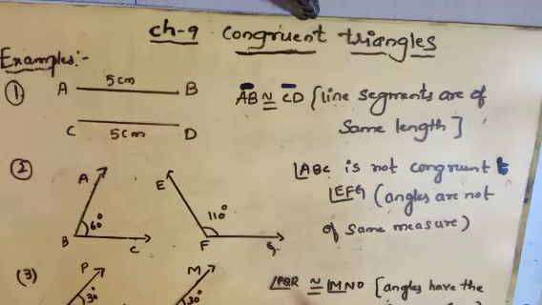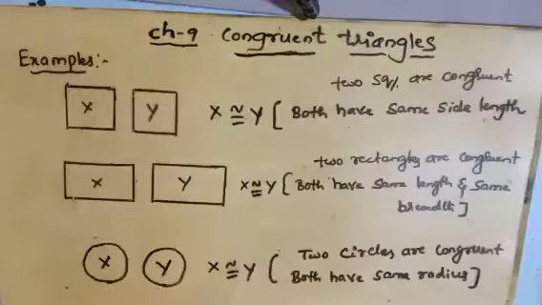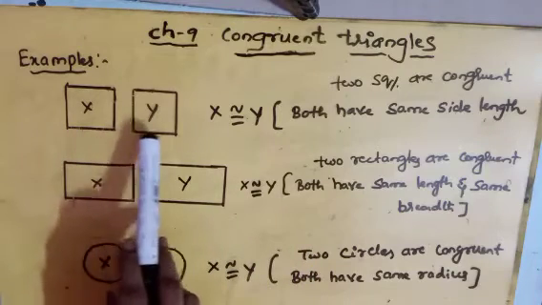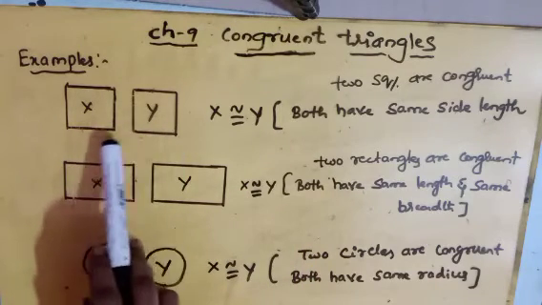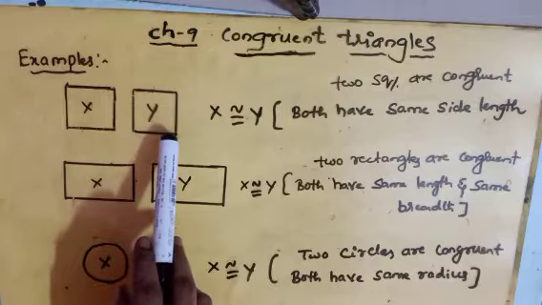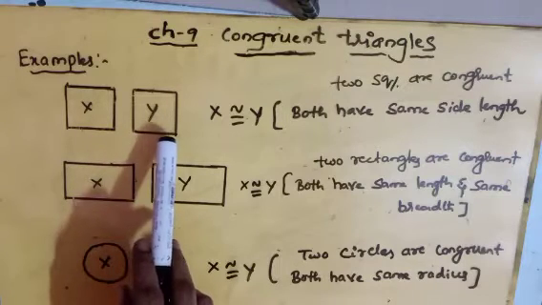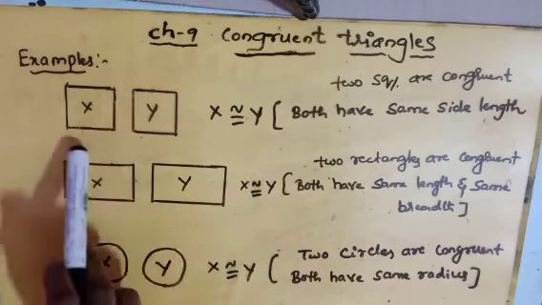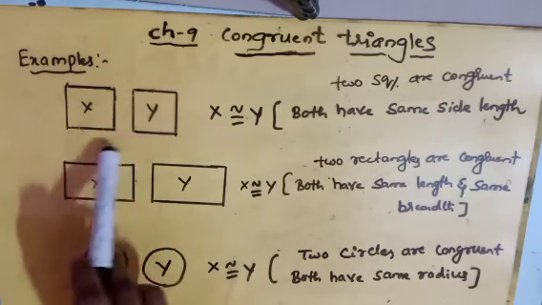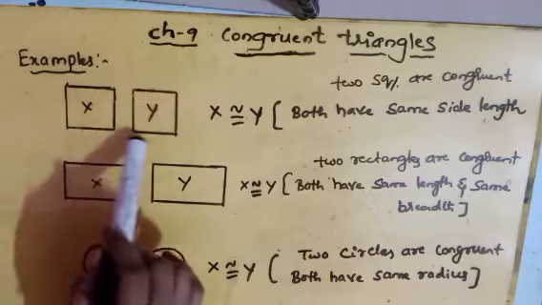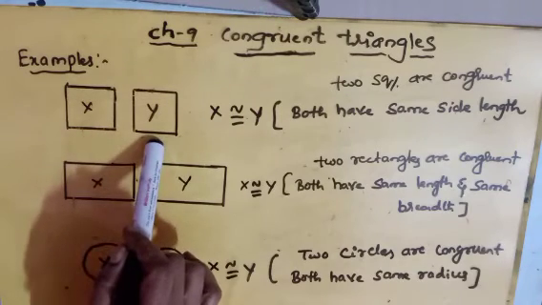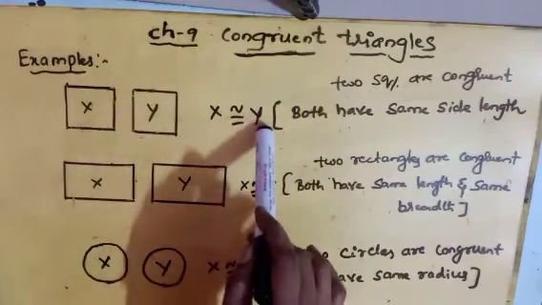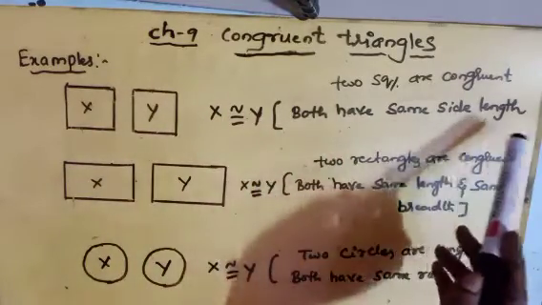Let us take some more examples. See here, I have taken two squares. We say that two squares are congruent to each other when both have the same side length. When these two squares have the same side length, we say that X is congruent to Y.